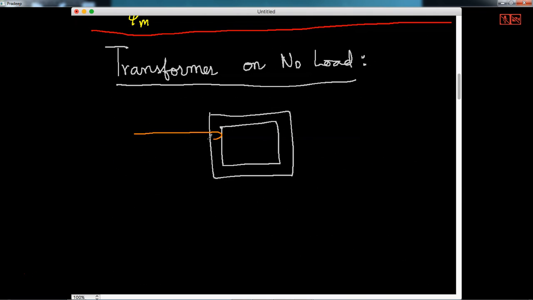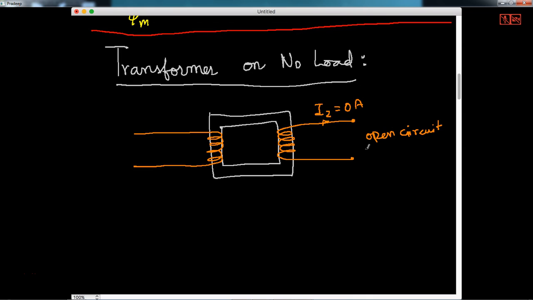Now here, if I say open circuit, then automatically here the current will be 0. So I2 is equal to 0 amperes because this is open circuited, so current cannot flow. So therefore the output power is equal to 0. That means it is on no load. There is no load connected to the transformer. So under that case, what happens?